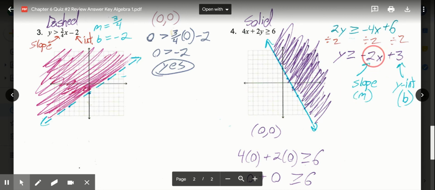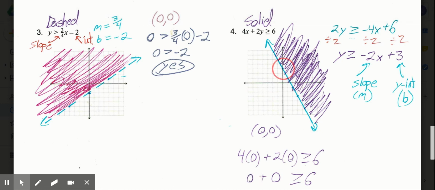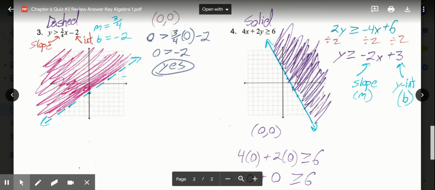Our slope is always attached to x, so our slope is a negative 2. Our y-intercept is always the plus or minus, so our y-intercept is a positive 3. So in this case, we're going to start at 0, up 3, so right here, and then follow our slope: down 2, right 1, negative 2 over 1. Could do it again, down 2, right 1, and then draw our line through our points, and again, solid line.